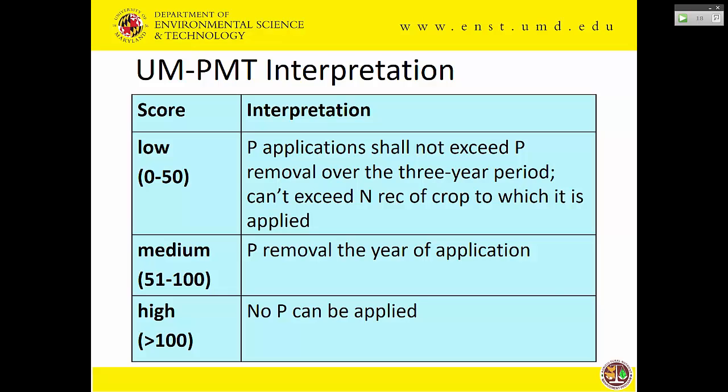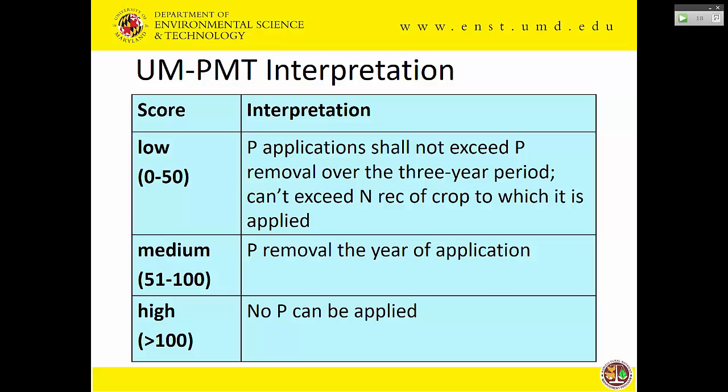There's also a different interpretation. Instead of 4 categories, there are 3. All right? 0 to 50 is low. The P applications can't exceed the P removal over a 3-year period. And for any one crop, you can't exceed the nitrogen recommendation anyway. Medium is 51 to 100, which means you can do no more than the P removal for the year of application. And if you're a high, you can't apply any P at all.